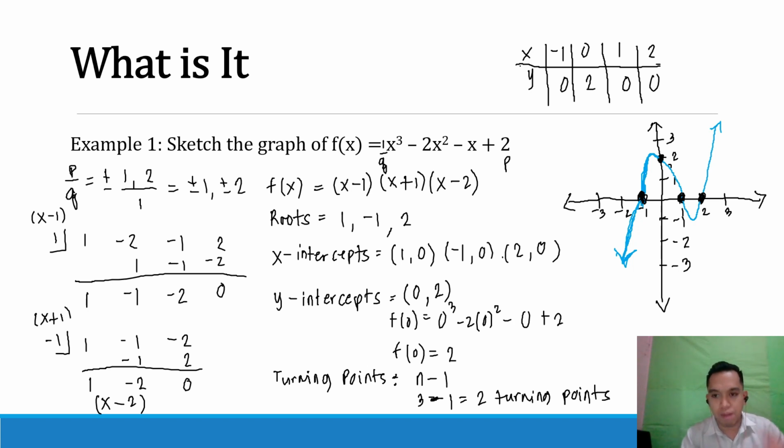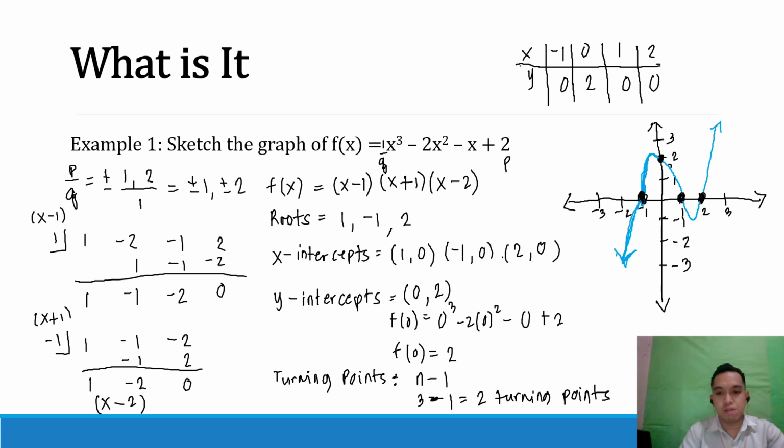Magta-touch lang siya tapos babalik siya ulit doon sa taas. Pero dito kasi, since yung ating root na 1 ay hindi siya even multiplicity, di ba? Hindi naman ito ang kanyang multiplicity, hindi naman 4. Hindi even. Kaya yung ating graph dito, lalagpas siya dito. Magpapass through siya sa ating x-intercept. Okay, so ganyan yung ating pag-sketch ng graph ng ating polynomial function.